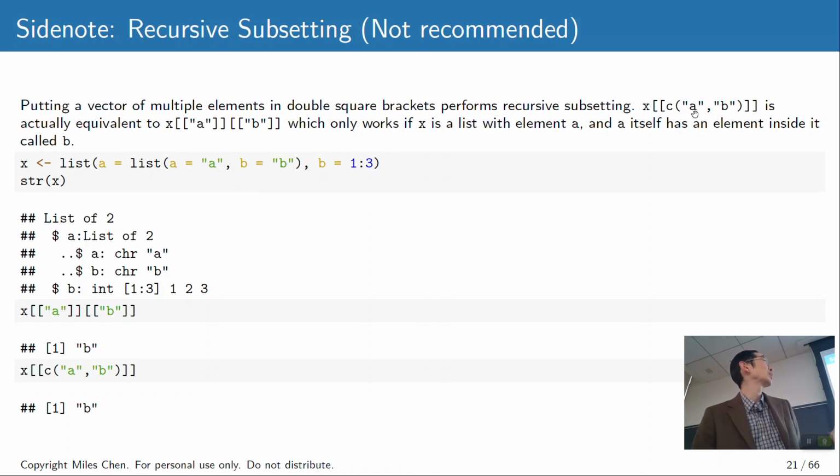But this command could work and not result in an error if you have a list and within that list you have this thing. And so here I have X, which is a list with two elements, A and B. A is a list, and B is this vector 1, 2, 3.